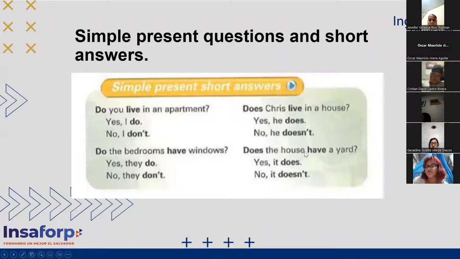Good. Does the house have a yard? Do you know what is a yard? Patio. Yes, it's el patio. Does the house have a yard? Yes, it does, or no, it doesn't. Okay. Estamos hablando de una cosa, no es persona. Por eso vamos a utilizar el it. Okay. Very good.